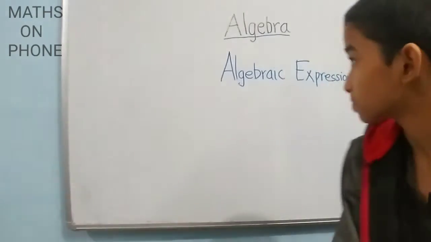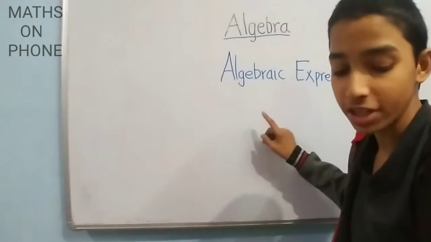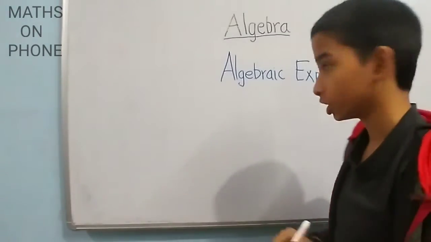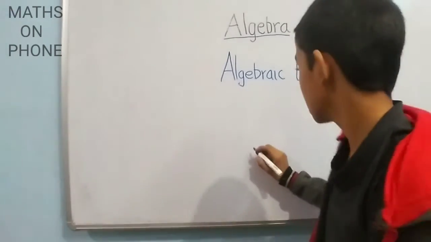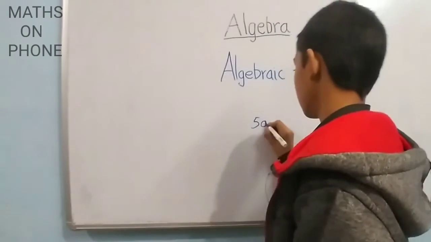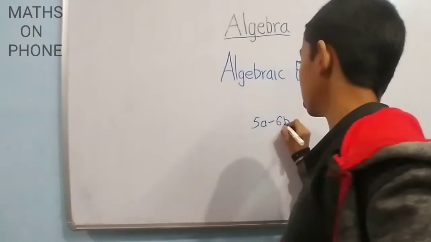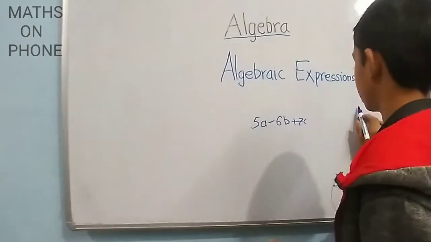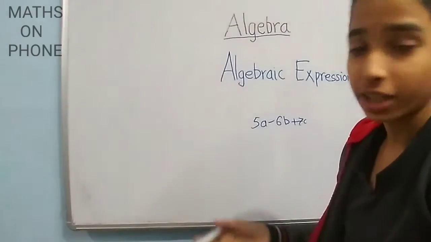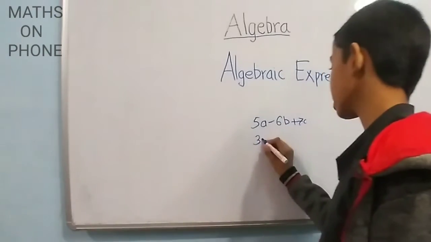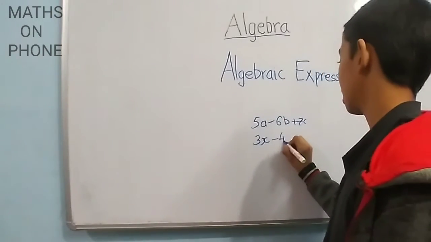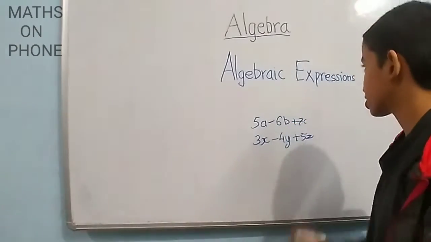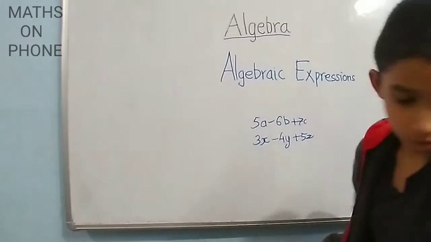What is an algebraic expression? An algebraic expression is a collection of several terms put together, separated by signs, such as 5a minus 6b plus 7c. This is an algebraic expression. So we'll take another example: 3x minus 4y plus 5z. This is another algebraic expression.